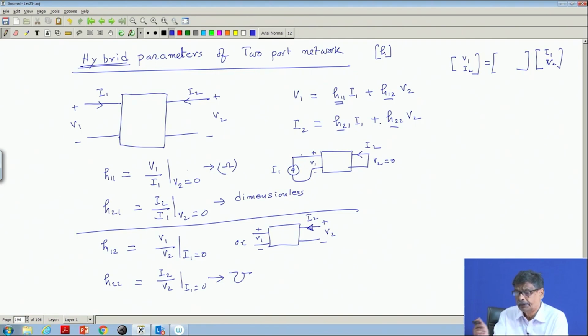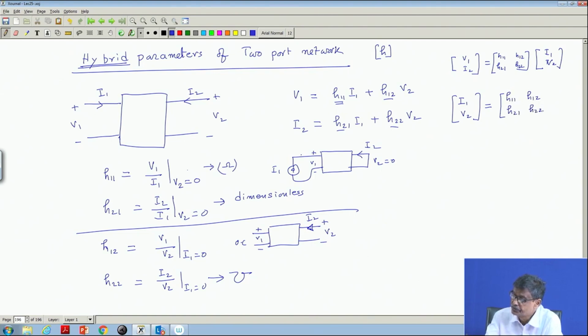Okay. And so, this equation is therefore H11, H12, H21, H22. And if you wish, the inverse relationship can also be written like this: I1, V2, that is input port current and output port voltage, can also be written like this: H11, H12, H21, H22, and its inverse, into V1, I2.